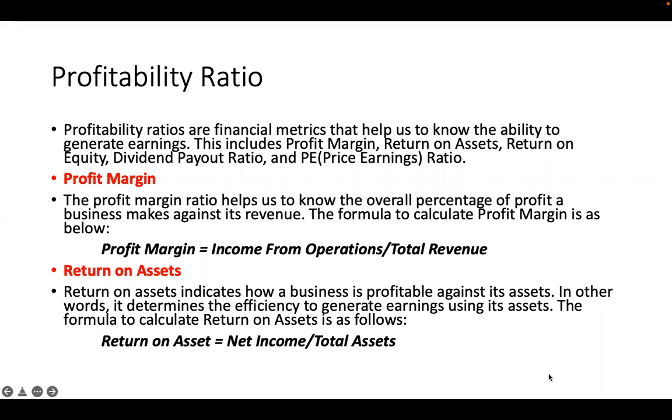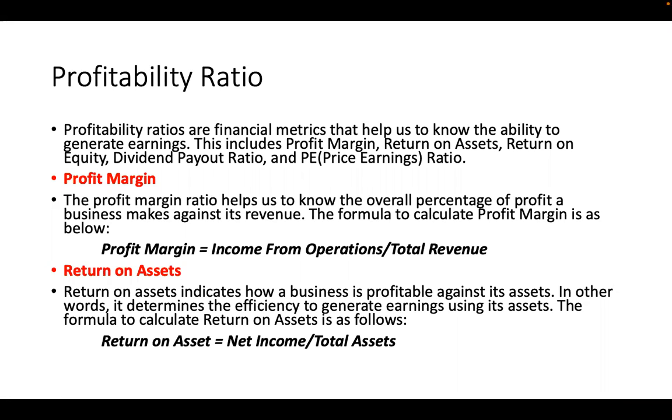Okay, so profitability ratio is basically a financial metric which helps us to know the ability of earning, how much earnings we can generate out of the business we are doing. What this includes: profit margin, return on investment, return on assets, return on equity, dividend payout ratio, and price earning ratio. These ratios come under the profitability ratio. And now we'll try to understand these specific ratios which are categorized under profitability ratio one by one.